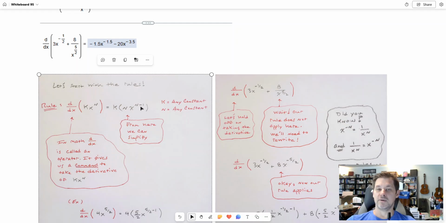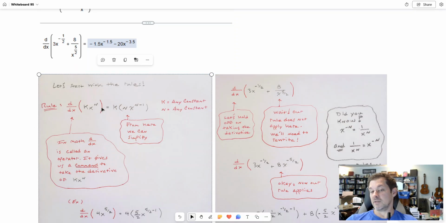Okay. Now, when we write this d over dx right there, in math that's called an operator. It tells us what we're going to do. It gives us a command. It says find the derivative of k times x to the n. Okay, and here's how you do it. All right, so that's how I read this. I read this question as saying find the derivative of 3 times x to the negative 1/2 plus 8 over x to the 5/2 power.